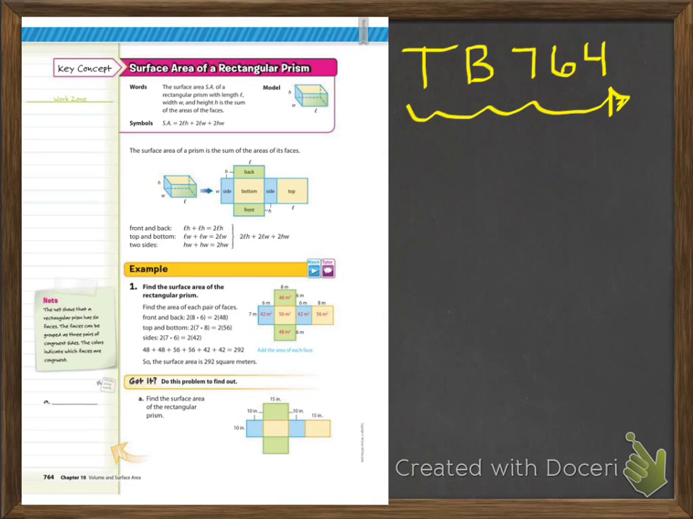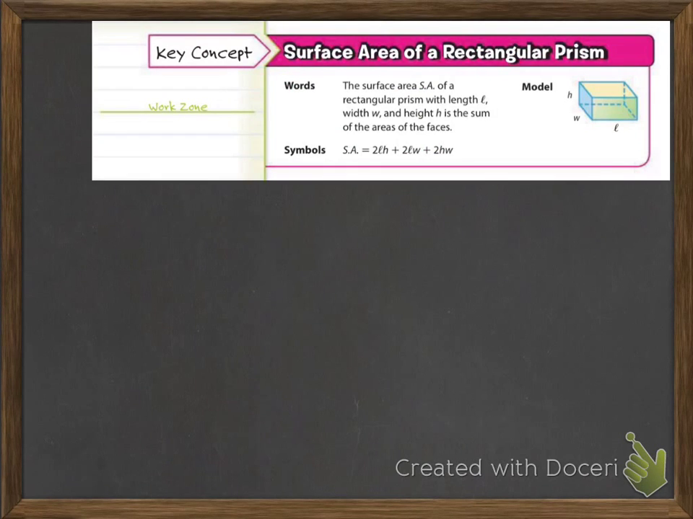Now we're looking on textbook page 764. You can see some colorful diagrams here, and it says surface area of a rectangular prism. Then it says the surface area, SA, so it's abbreviated SA, so you want to make sure that you know that, of a rectangular prism with length L, width W, and height H, is the sum, remember that word means to add, of the areas of the faces.